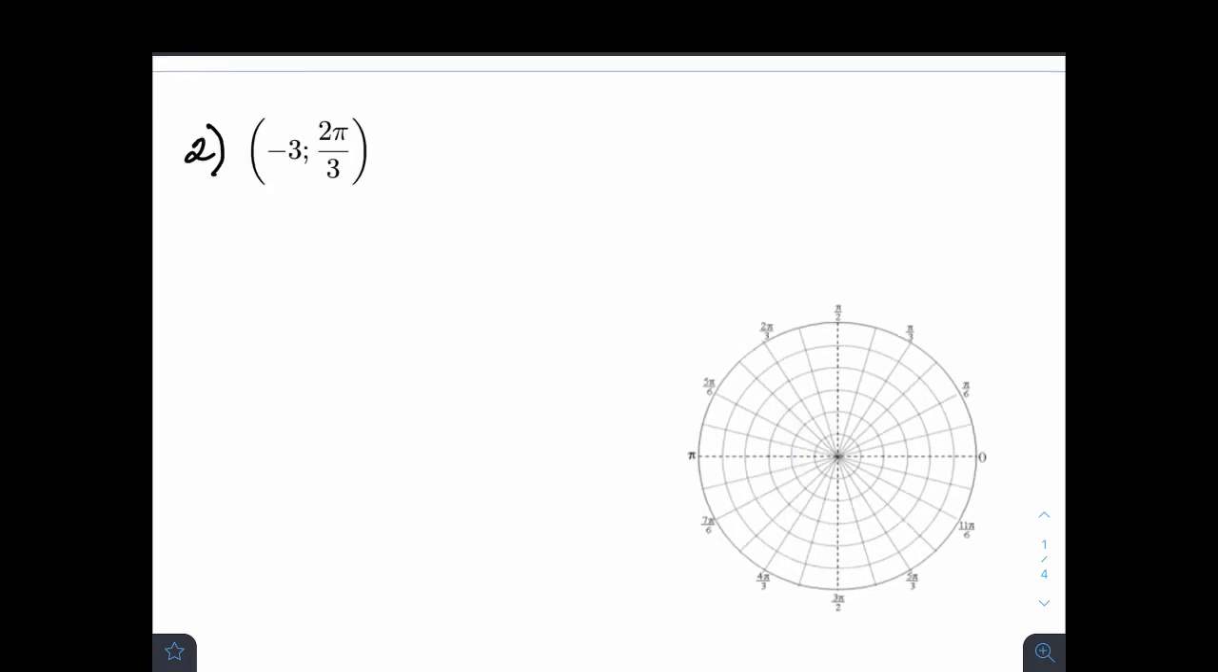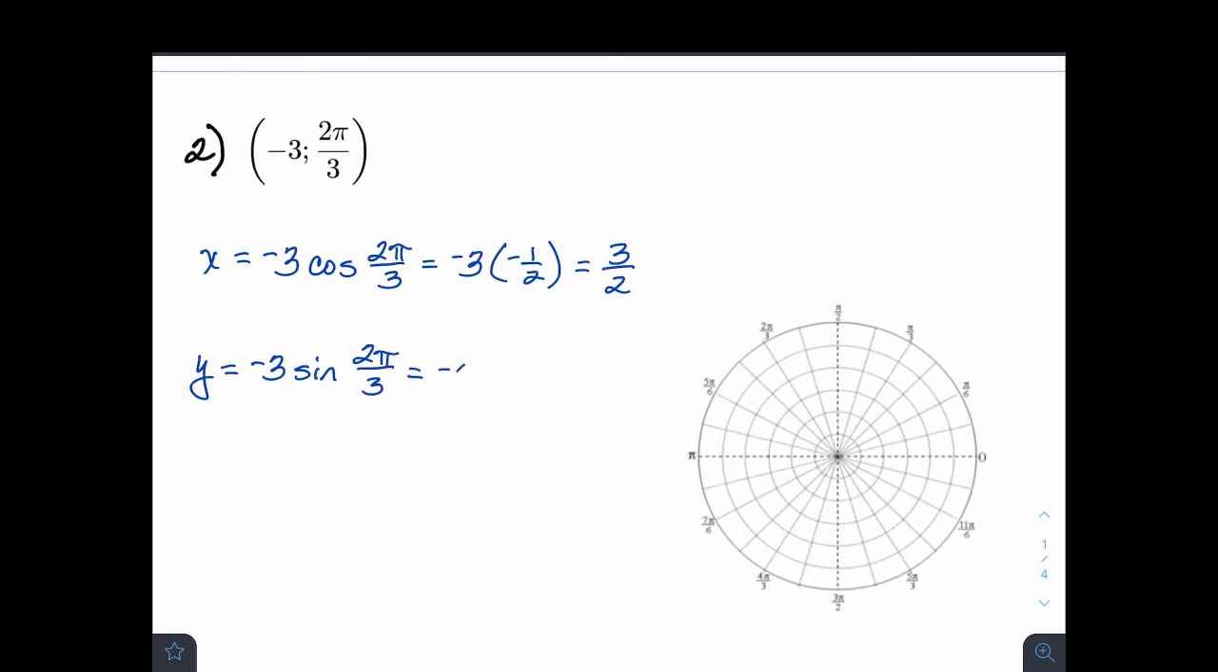Here we have the polar point -3, 2 pi over 3. So the x value is going to be equal to -3 times the cosine of 2 pi over 3. Recall that the cosine of 2 pi over 3 is -1/2. So that gives us an x value in the end of 3/2. The y value would be -3 times the sine of 2 pi over 3, which would be -3 times square root of 3 over 2. So we have a y value of -3√3 over 2.